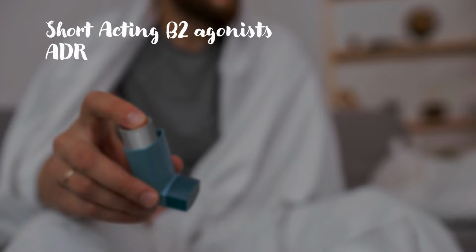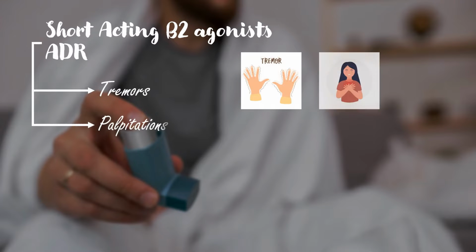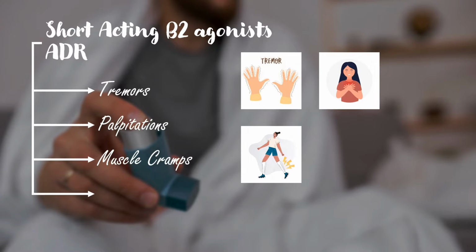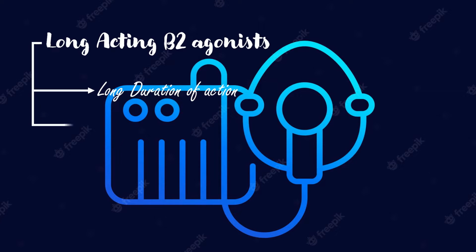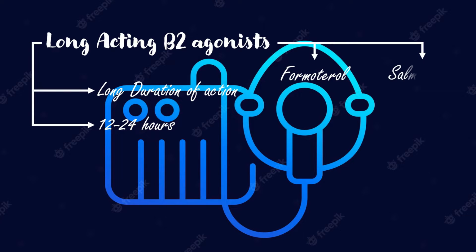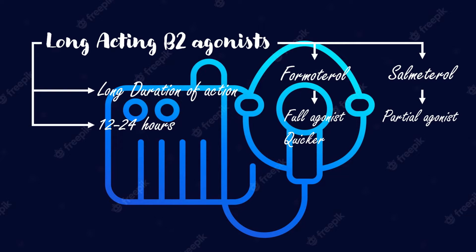Let's consider the adverse effects of the beta-2 agonists: tremors, palpitations, muscle cramps, and hypokalemia. Long-acting beta-2 agonists. Prolonged duration of action when compared with the short-acting beta-2 agonists. 12 to 24 hours of duration of action. Examples are formoterol and salmeterol. Formoterol is a full agonist and has a quicker onset of action. Salmeterol is a partial agonist and has a slower onset of action.